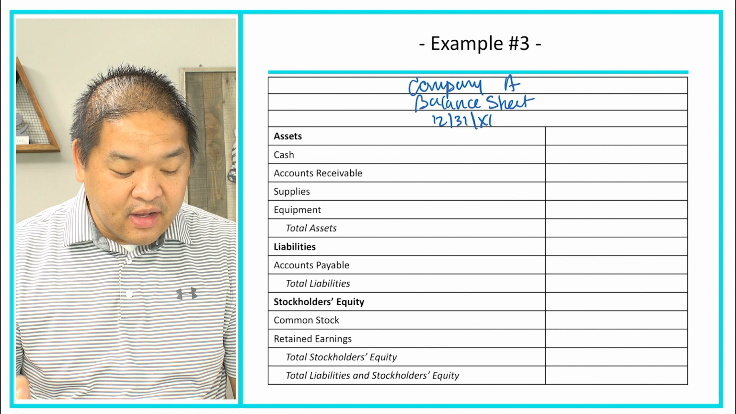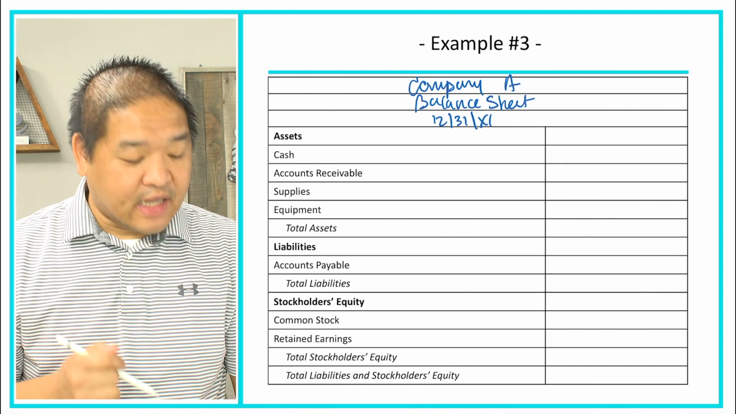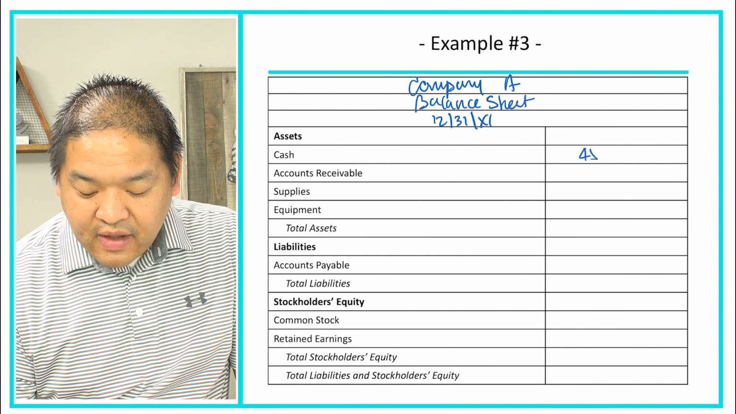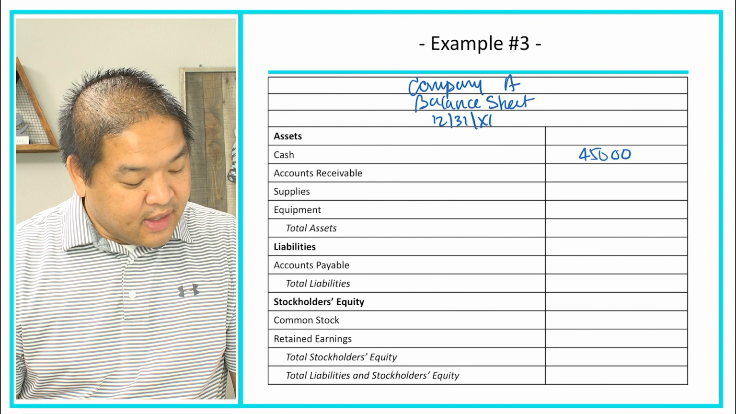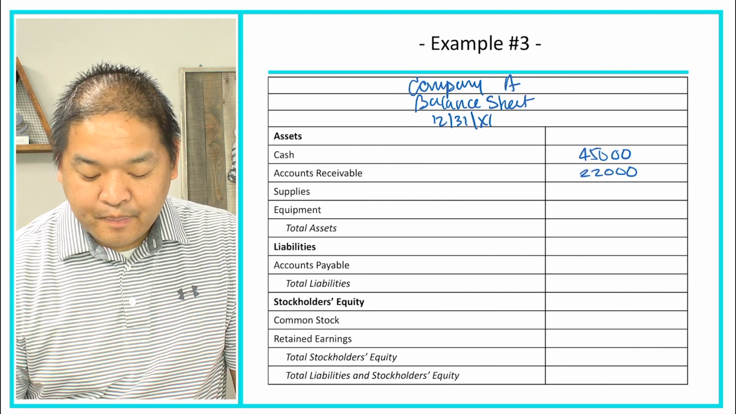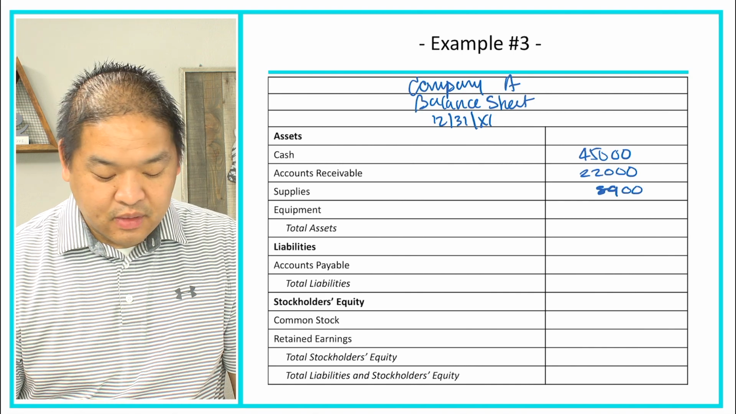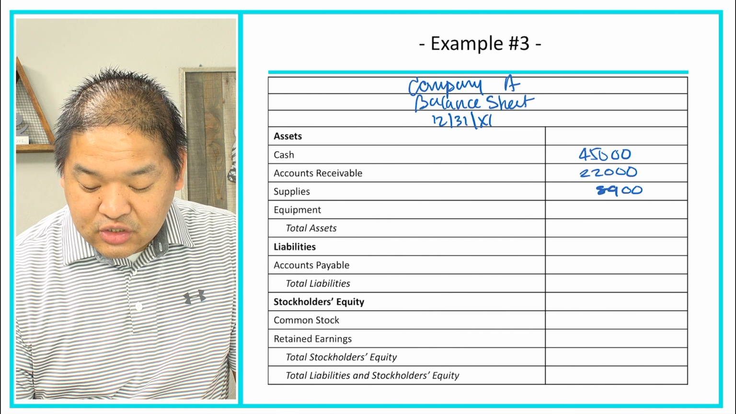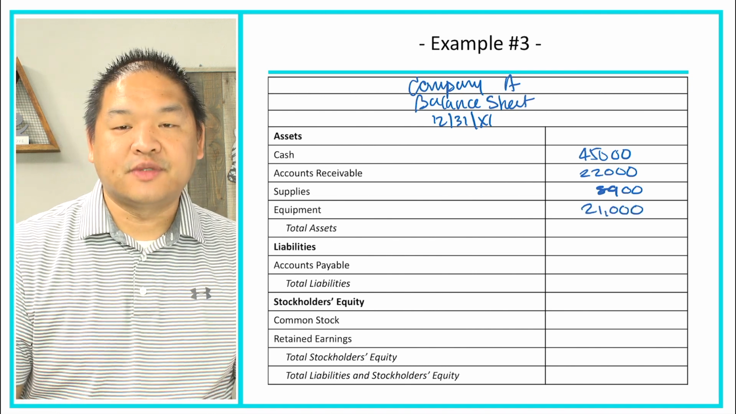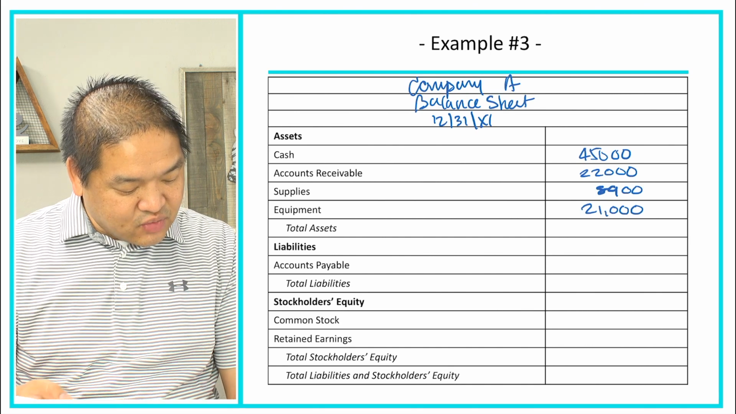All right, moving on. Let's go ahead and look at our list here. So if I look at my paper here, it looks like we have cash of 45,000. So I'm just going to copy 45,000. It looks like accounts receivable was 22,000. And it looks like supplies was 8,900. And then equipment was $21,000. So those are all of our assets. I don't see any other assets because the next one's accounts payable.